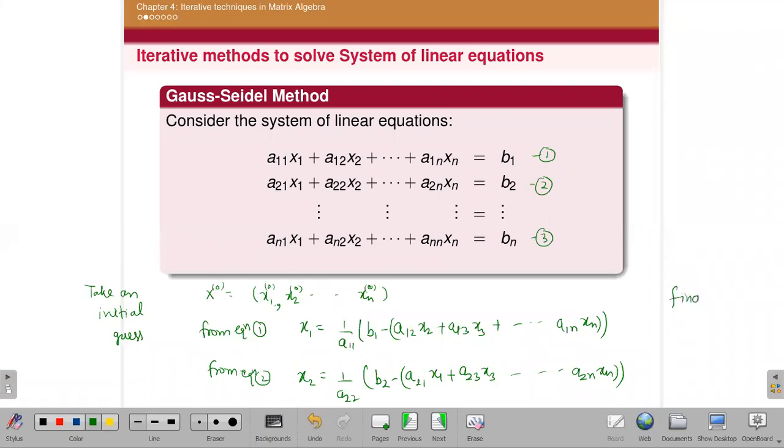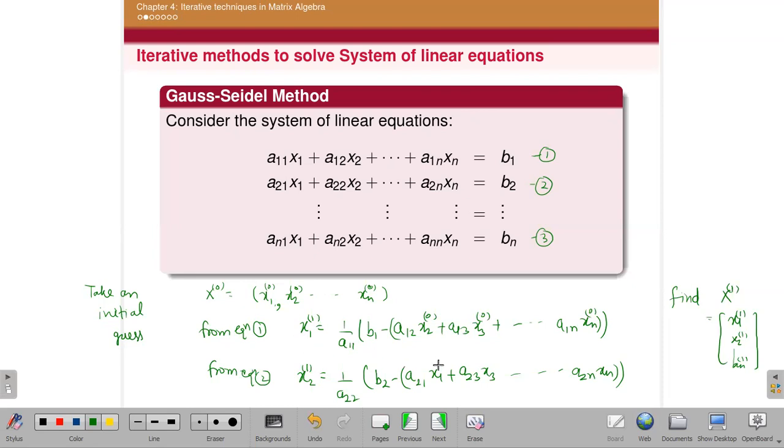Find the first iteration, x1, that is equal to x1 1, x2 1, and xn 1. So just find the first component, x1 1. Here this first component will be the same, in terms of x2 0, x3 0, xn 0, which means we are using the initial guess only. Now to find the second component, there is a difference.